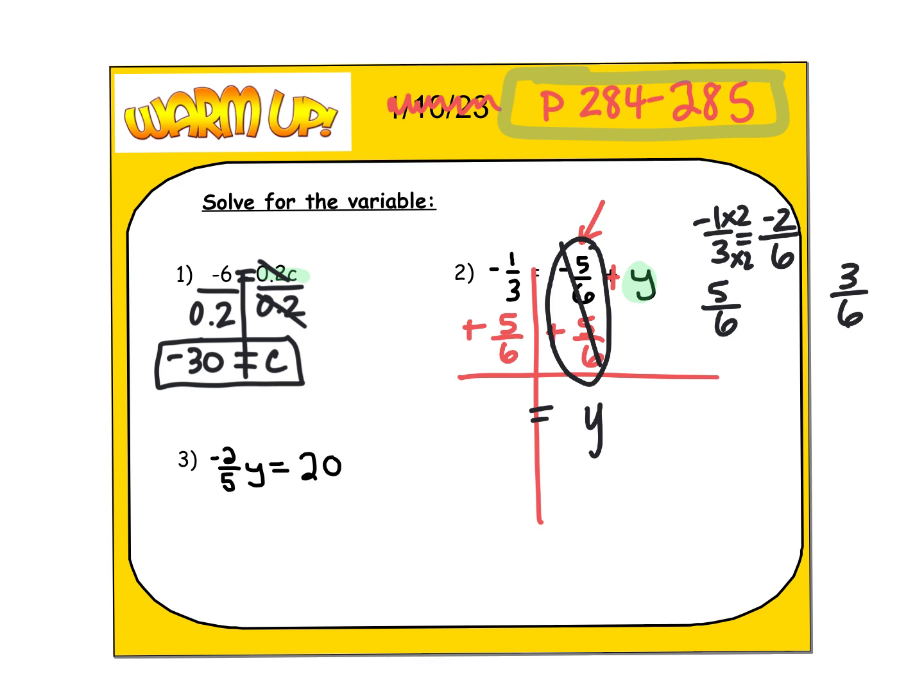Okay, now last thing you should do is try to simplify it. 3 goes into both of these. So 3 divided by 3 is 1. 6 divided by 3 is 2. So my answer is y equals 1/2. There is my solution to this equation.